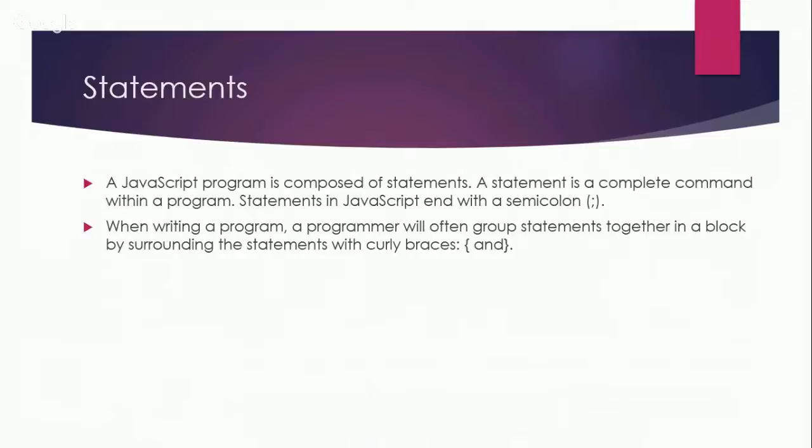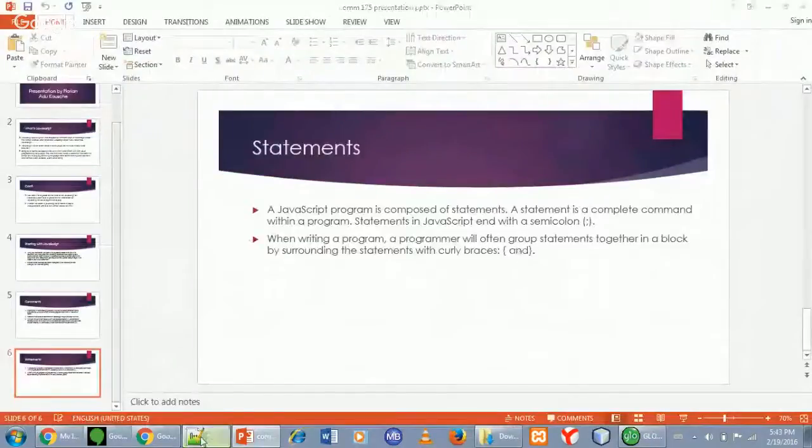And in JavaScript, mostly all that we code are called statements. So a JavaScript program is usually composed of statements. A statement is a complete command within a program. Now in JavaScript, in order for you to write a statement, you have to use a semicolon. We'll be looking at that. Now, when writing a program, usually programmers will use curly brackets when they start and when they close. Okay, so now let's switch to our text editor.